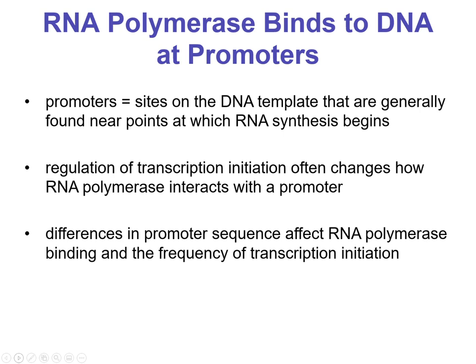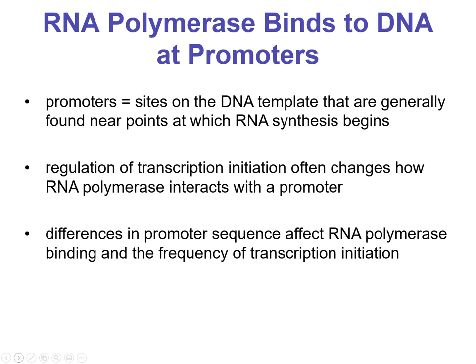So we're going to start off with talking about RNA polymerase binding to DNA at promoters. So remember that RNA polymerases make messenger RNA. They sit down on a promoter along with a bunch of other factors that help to guide the polymerase to the promoter and to keep it stuck to the promoter and enable promoter clearance so that you can make that messenger RNA. Promoters are the sites on the DNA template that are generally found near points where RNA synthesis actually begins. The regulation of transcription initiation changes how the polymerase interacts with the promoter.